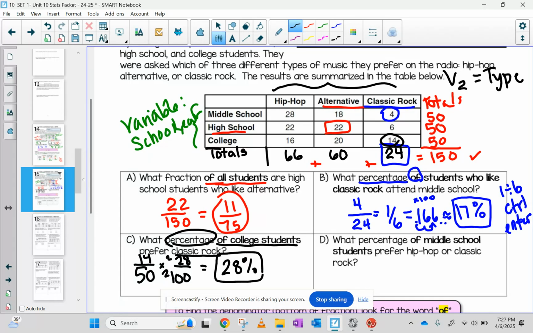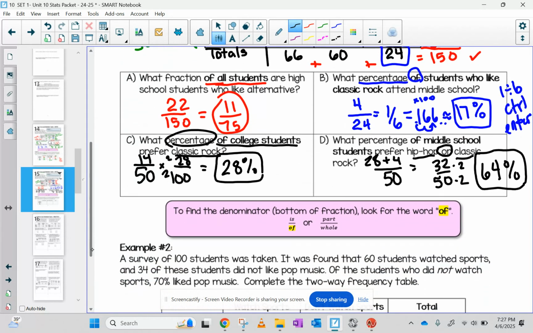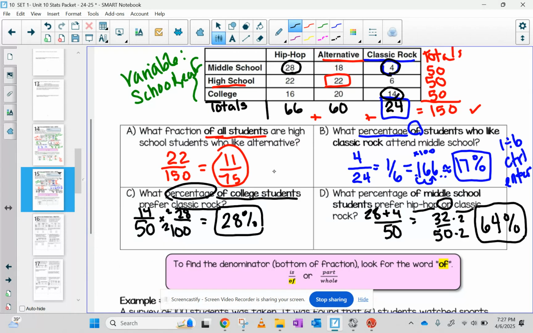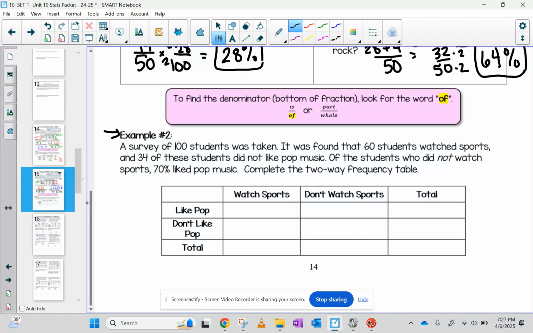What percentage of middle school students, so now look at middle school students, there's 50 of them, prefer hip-hop or classic rock? So I'm going to go to the middle school students looking at the hip-hop or classic rock, 28 and 4, for a total of 32 out of 50. Again, scale that up, 64 out of 100, and it wanted a percentage, 64%. So it's not too tricky, it's just a matter of looking at the table the right way. Here's a little reminder about is over of and denominators and all that good stuff, but I'm going to move on to example 2.